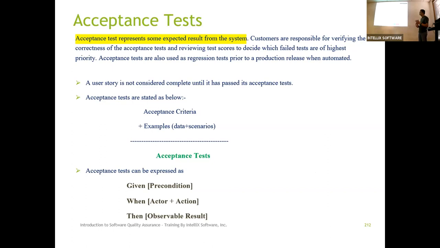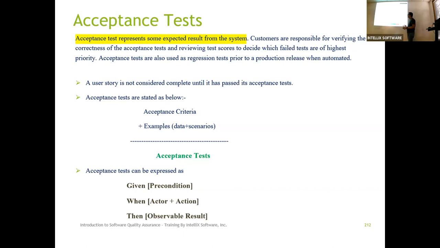Now, acceptance tests are also used as a regression test. Sometimes they become part of the regression testing as well, prior to the production release, when automated. So you write the acceptance test in a certain format, and then you start automating it as you develop the software and so forth. I'll show you what the acceptance test looks like, and how you can automate it. That's where the Ruby Cucumber Watir Selenium framework comes in.